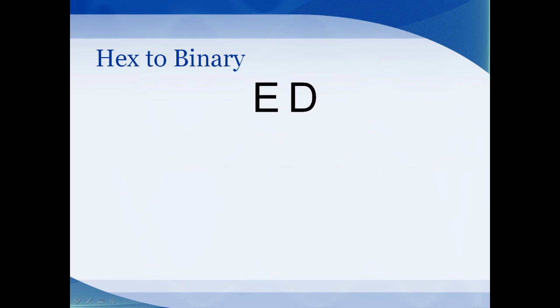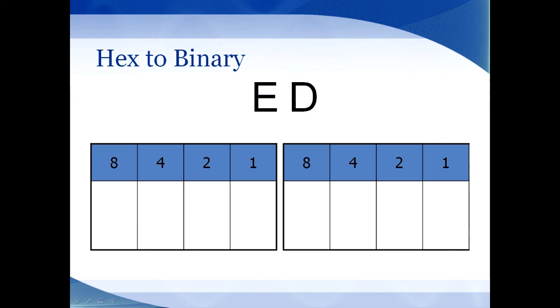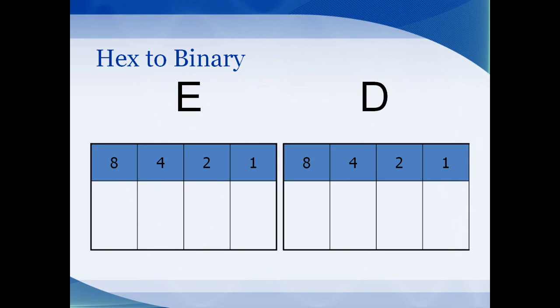So we're going to convert the number ED. Yes, it's a hex number even though it's ED. ED is going to be converted into binary. So first we're going to split the number into 2 digits and then convert each of those digits separately. We know that E is 14, and we're going to convert 14 to binary. So we're going to put a 1 in the 8's place because 14 is greater than 8. And we're going to subtract out 8 from 14.